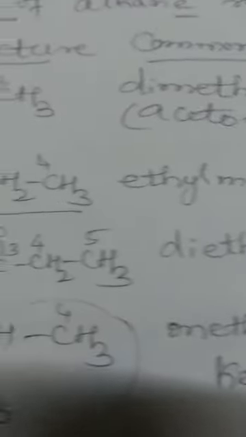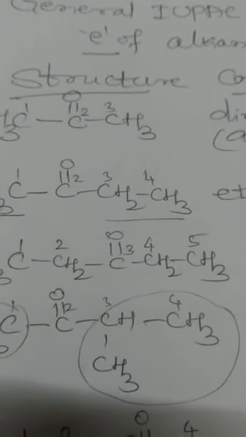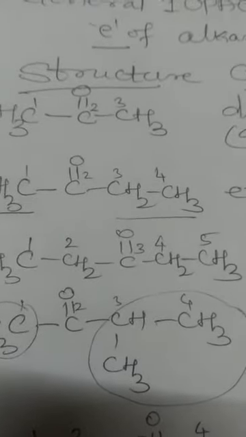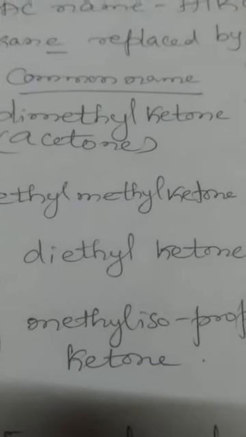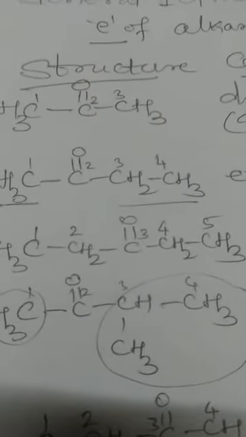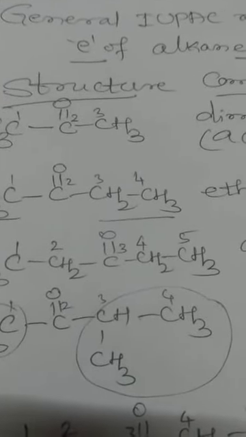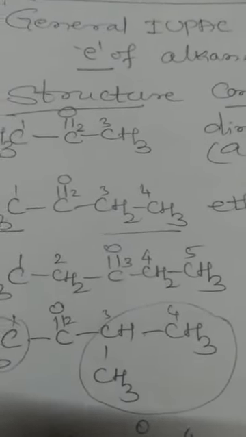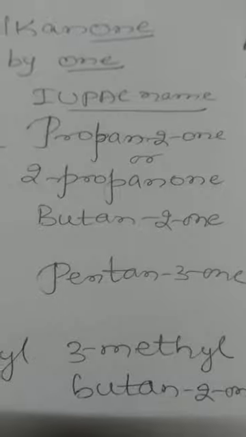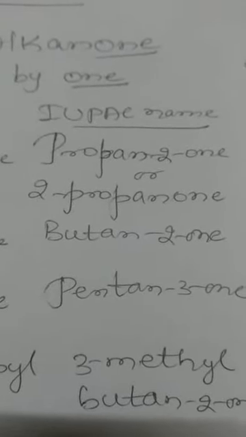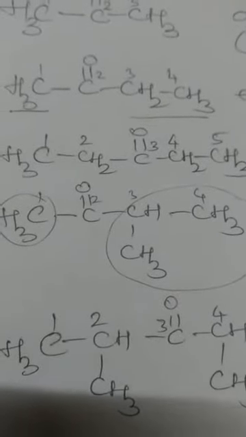Now the next example, there are 2 ethyl groups on either side of the carbonyl group, CH3CH2COCH2CH3. So in the common system, it will be diethyl ketone. Now coming to the IUPAC name of this compound, there are 5 carbon atoms in the parent chain and the third carbon is the carbonyl carbon. Hence it will be pentane 3-one or 3-pentanone. Any one of the 2 will be correct.